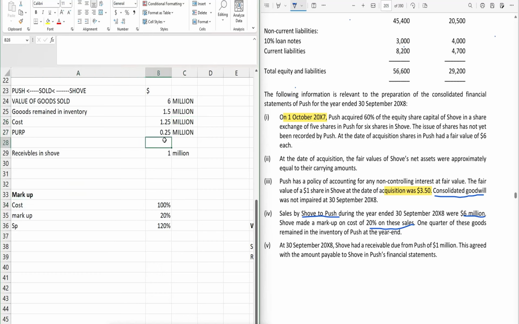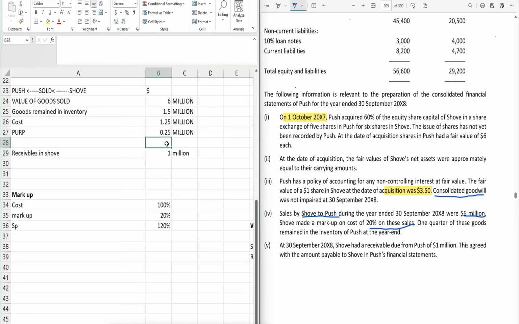All right, otherwise you can calculate the PUP directly as well, rather than calculating the cost. What you can do is take the selling price, which is 120%, divide by 120%, and instead of multiplying by 100, directly multiply by 20, which will give the markup of 20%, which is 0.25 million. I hope this is clear now. Okay, so from the current asset, we need to deduct this PUP.